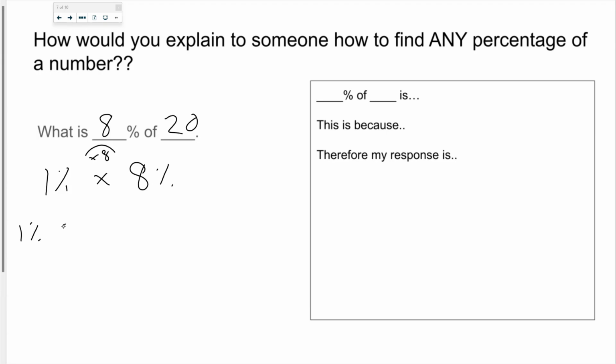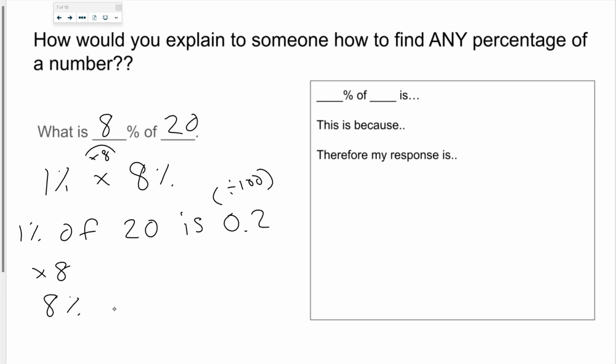1% of 20 is 0.2, which we already found out on the last slide because we divide by 100. Now times 8. 8% is 2 times 8, which is 16. Move your decimal, and it's 1.6.